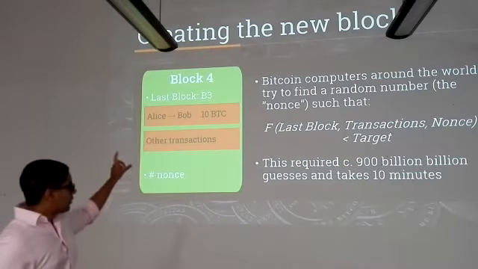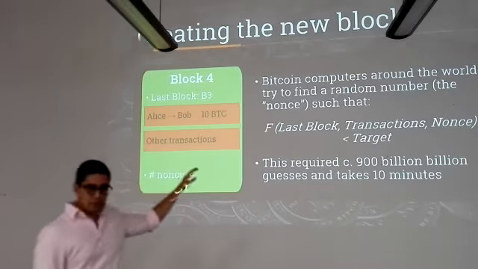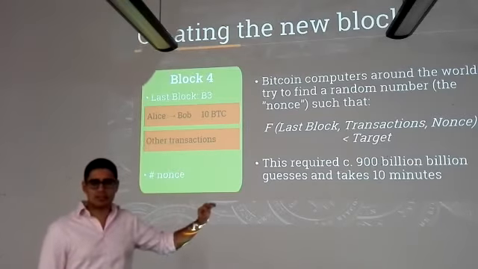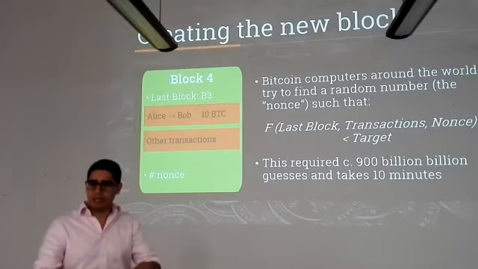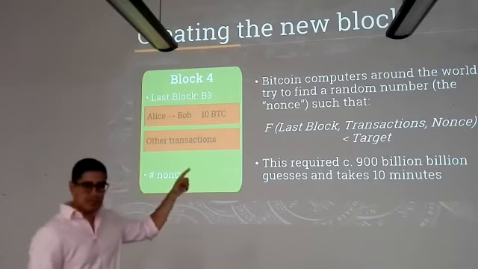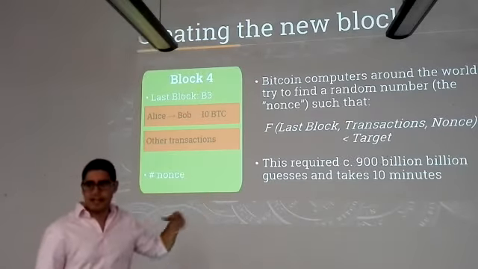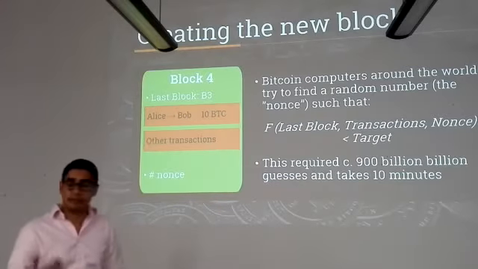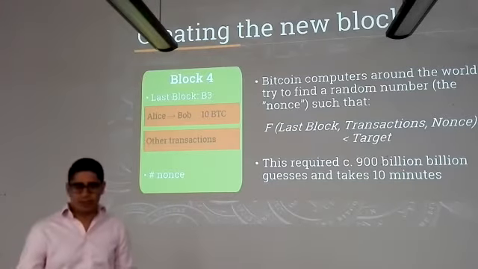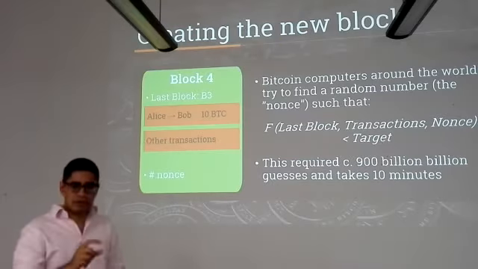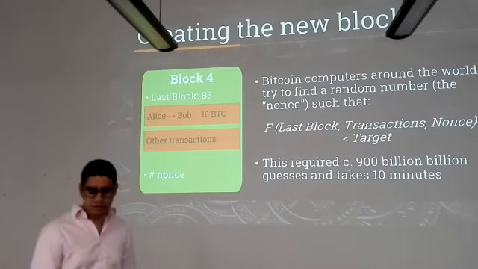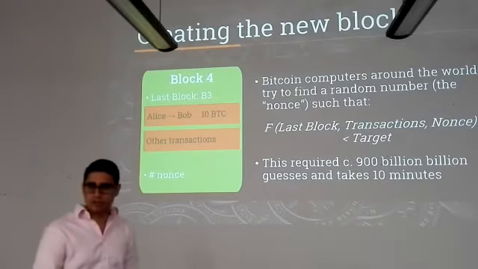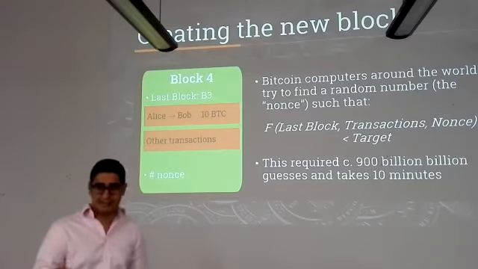And I'm going to run that block through the algorithm. And here's the competition. I need to find a random number, a nonce, so that when I run it through the algorithm, the output is less than a particular target. So the output that comes out is less than the number 10, for example. So I run my block with the nonce set as the number 1 through the algorithm, and I get an answer of 27 million. Well, I didn't win. I need to get a target of less than 10, remember.